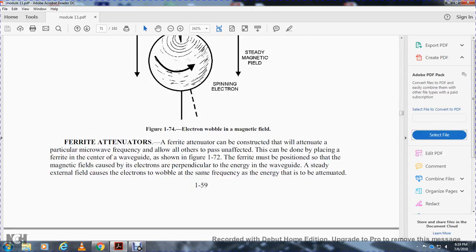Alright, ferrite actuator. A ferrite actuator can be constructed to actuate a particular microwave frequency and allow others to be passed unaffected. This can be done by placing a ferrite center in the center of the waveguide, as shown in figure 172.